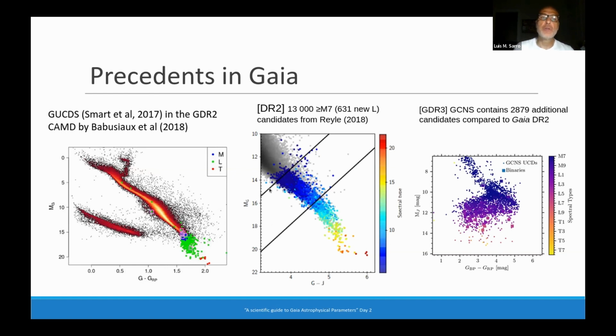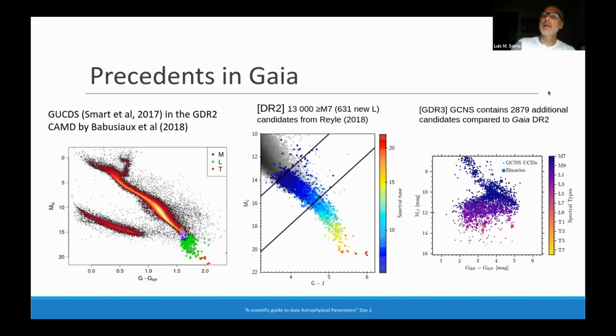Then also in data release 2, Céline Reylé produced a catalog of 13,000 ultra-cool dwarfs, again defined as spectral types M7 or later. But you have to remember that in data release 2, as in early data release 3, there were no spectra published. They were not available. So the selection criteria had to be very conservative to avoid contamination by spurious parallaxes, for example. So hence the number 13,000.